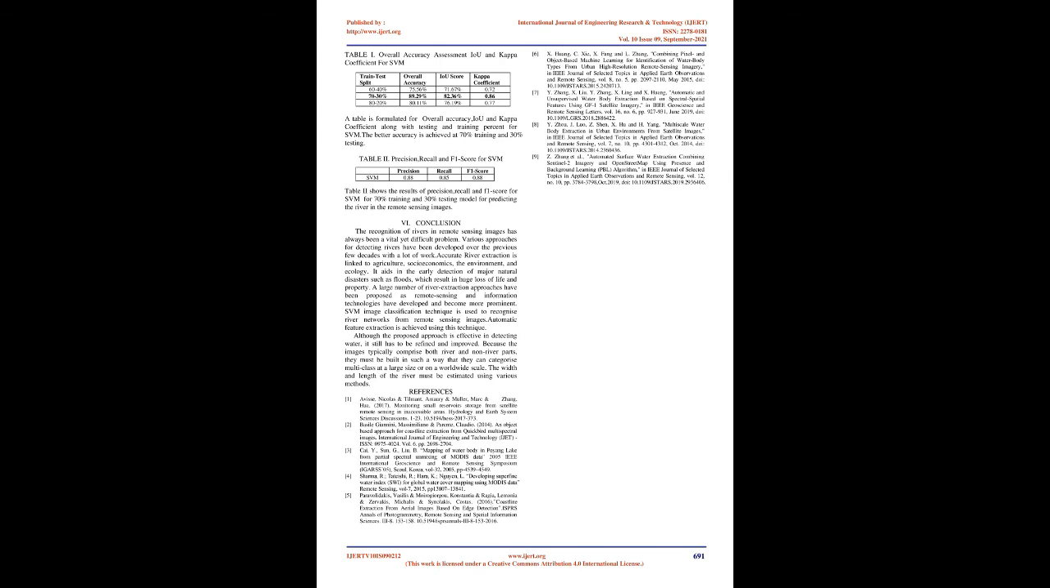as remote sensing and information technologies have developed and become more prominent. The SVM image classification technique is used to recognize river networks from remote sensing images. Automatic feature extraction is achieved using this technique. Although the proposed approach is effective in detecting water, it still has to be refined and improved. Because the images typically comprise both river and non-river parts, the method must be built in such a way that it can categorize multi-class at a large size or on a worldwide scale. The width and length of the river must be estimated using various methods.